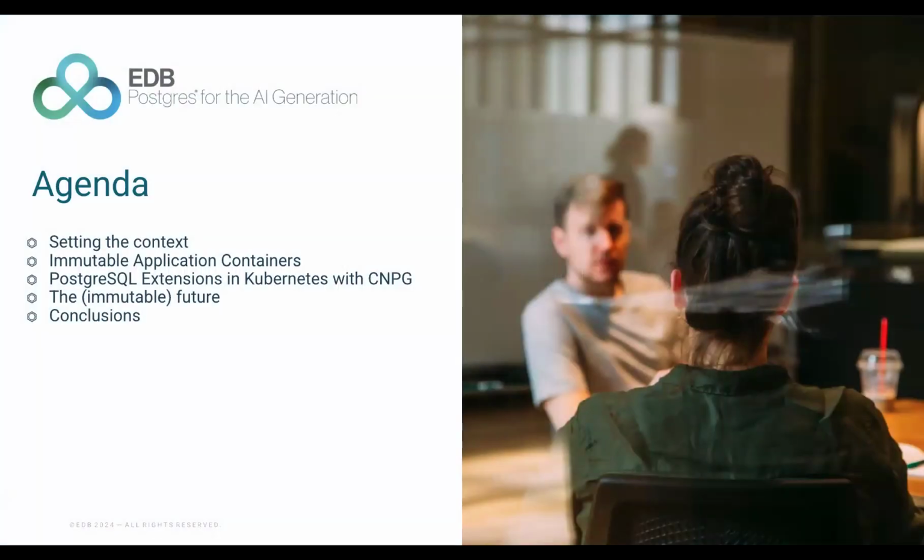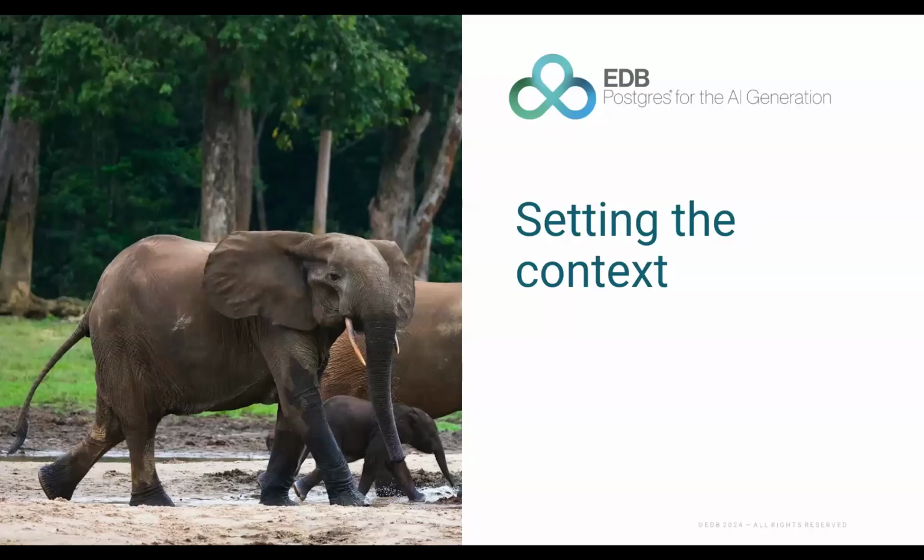What I plan to cover tonight is first, set the context, then talk about immutable application containers, which have been kind of a dogma for us from day one. Then how we are handling extensions in Kubernetes right now with CNPG, which is quite similar to the way other operators deal with it. Then the future and the key takeaways.